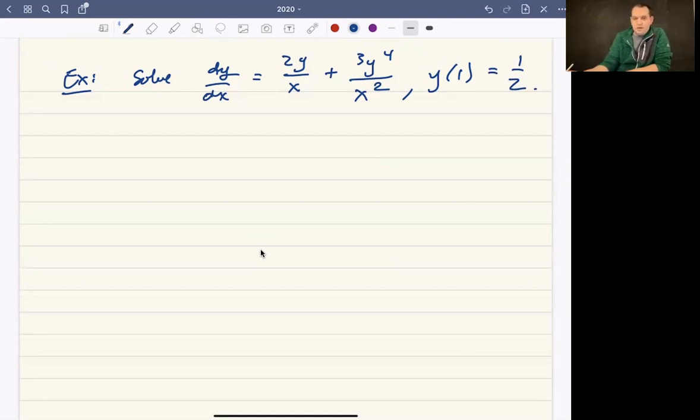We can do a few things if you like. It doesn't really matter at this point, but we could move this piece over if you want it to look more like the problem that we had above, the generic form.